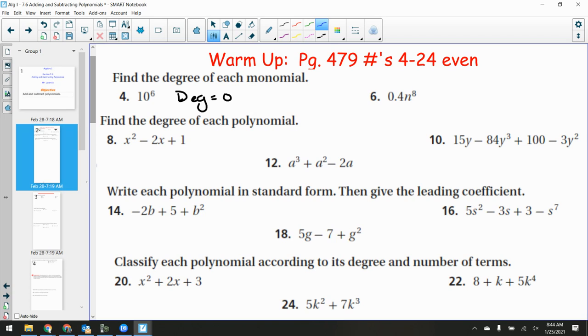Okay, somebody tell me, what's the degree on number 6? What's the degree on number 6? Okay? 8. Just quite simply 8. Good. You look at the variable, it's 8.